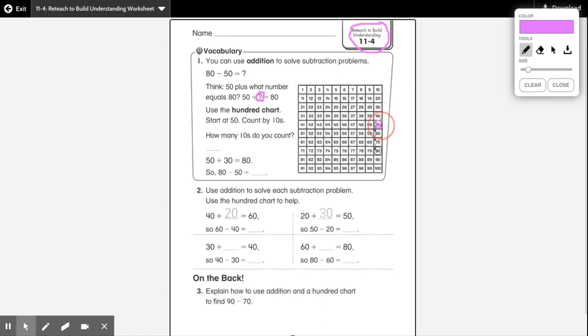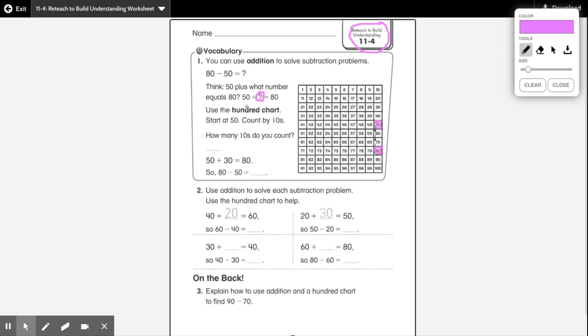Start at 50, so let's all point to 50. And we need to end at 80. When we add tens on a hundreds chart, I hope everybody remembers which direction we're supposed to go. Down, right? When we add by tens on a hundreds chart, we hop down. And when we subtract by tens, we go the opposite direction, which is up. But since we're adding, we will be hopping down on the hundreds chart. So start at 50, we need to end at 80.